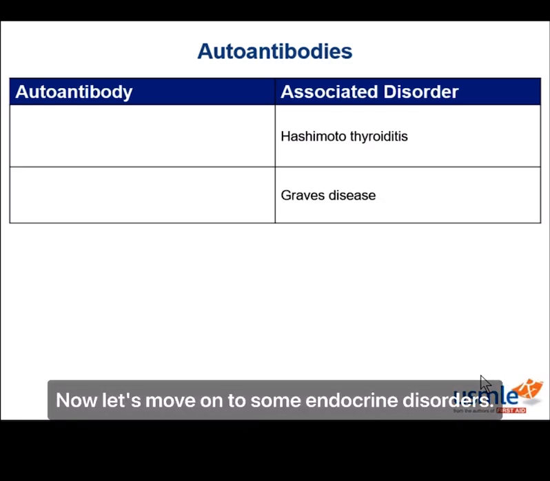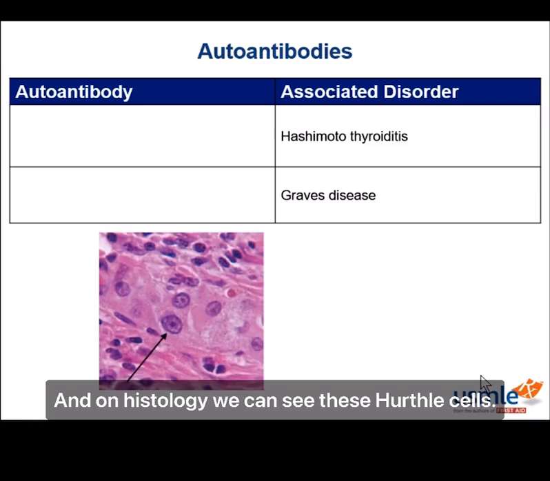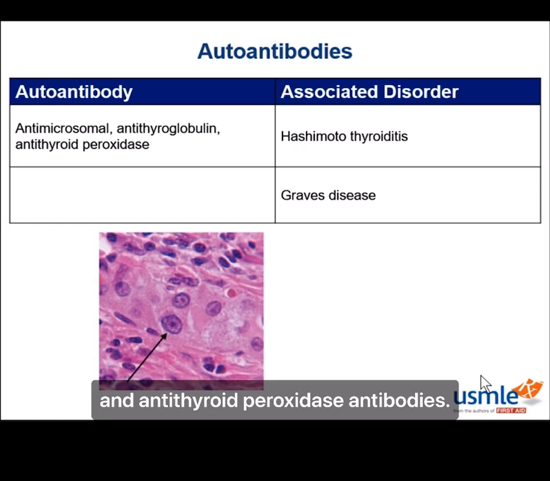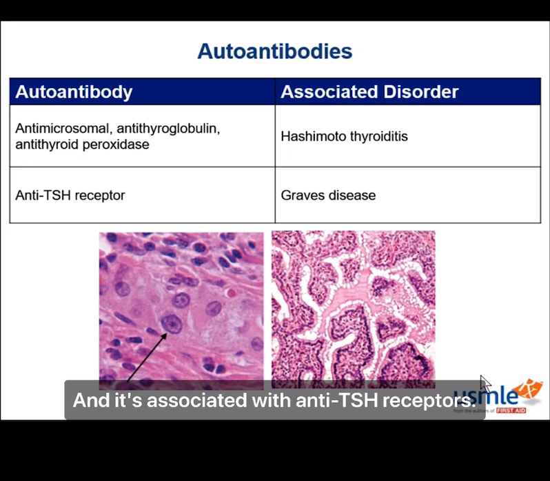Now let's move on to some endocrine disorders. The most common cause of hypothyroidism in iodine-sufficient regions is Hashimoto thyroiditis, and on histology we can see these Hurthle cells. It's associated with antimicrosomal, antithyroglobulin, and antithyroid peroxidase antibodies. Then we have Graves' disease, the most common cause of hyperthyroidism. Here in this image we can see the scalloping of the colloid, and it's associated with anti-TSH receptor antibodies.